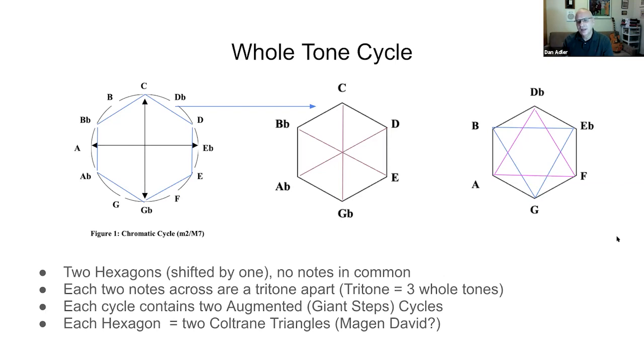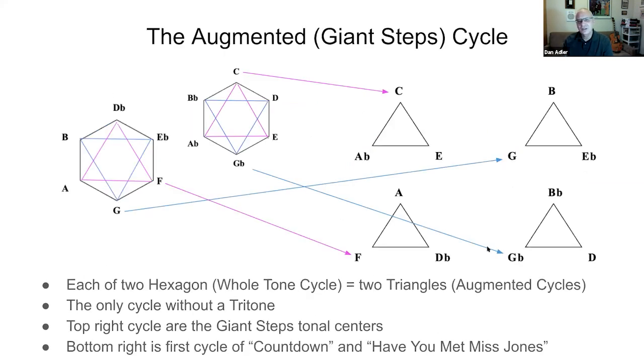if we look at this hexagon as 2 triangles that are flipped, or you could look at it as a Magen David, then you can see the giant step cycle. So the giant step cycle, there are 4 of them, and they're the 4 triangles inside of these hexagons, and you can see that the one on the top right is the giant steps one, and the one under it is Countdown and Miss Jones bridge.